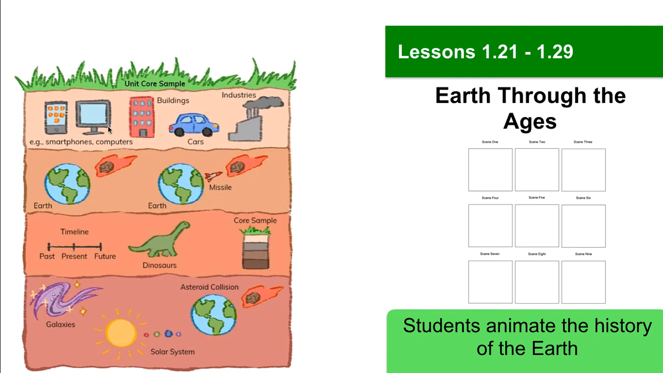That simple coding exercise prepares them for the last part of the unit, to animate the entire history of the Earth, up through and including the present with all of our human-caused changes. The students start with a simple storyboard, and then they program this animation using block coding and Scratch.